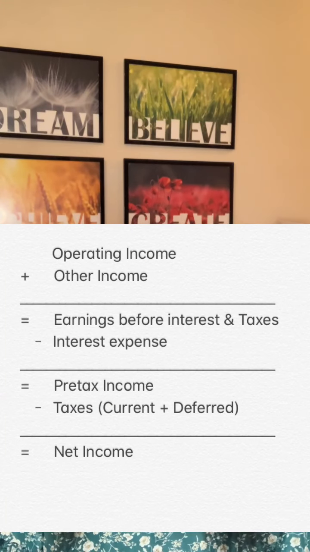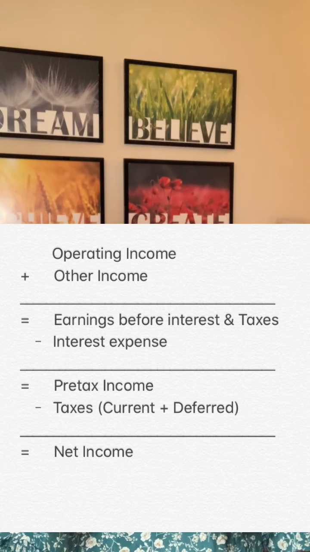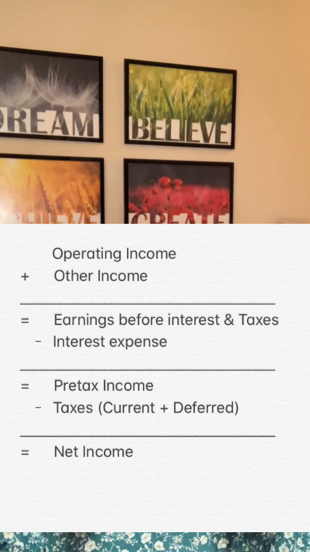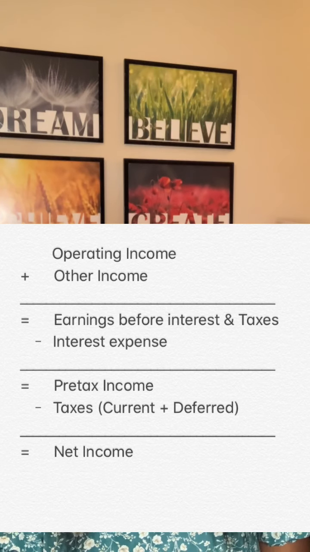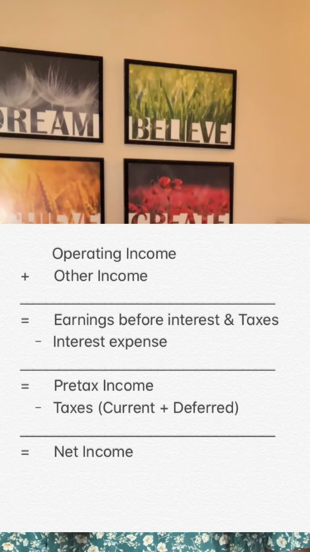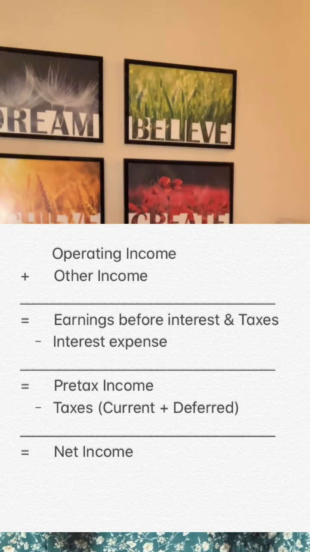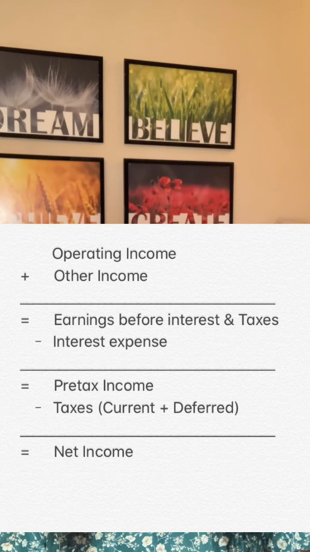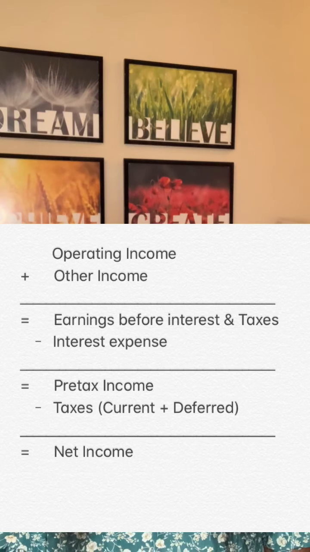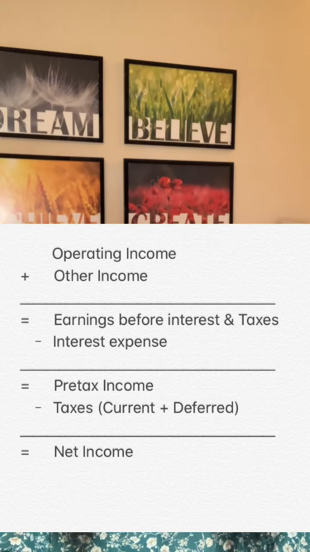Okay, pulling everything together, since the beginning of the income statement we have operating income plus other income equal to earnings before interest and taxes, minus interest expense equal to pre-tax income, minus tax current plus deferred equal to net income, which is supposed to be your yearly or periodical gain. And this is the end of the income statement.